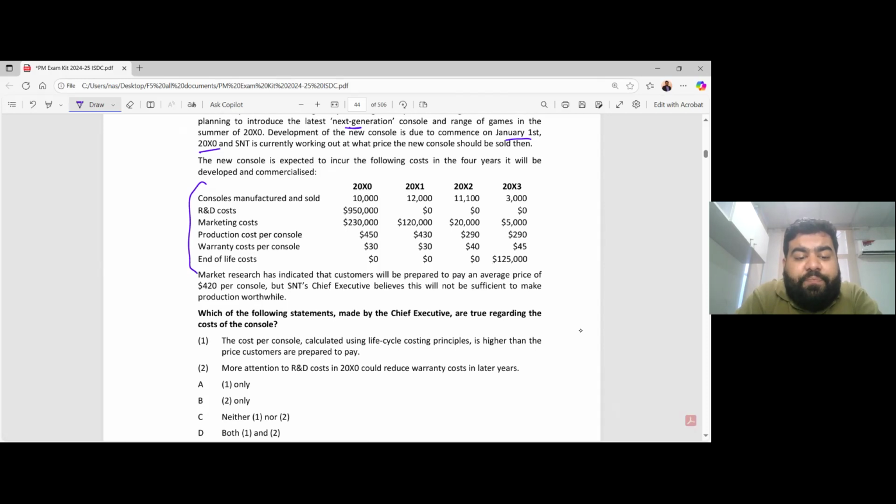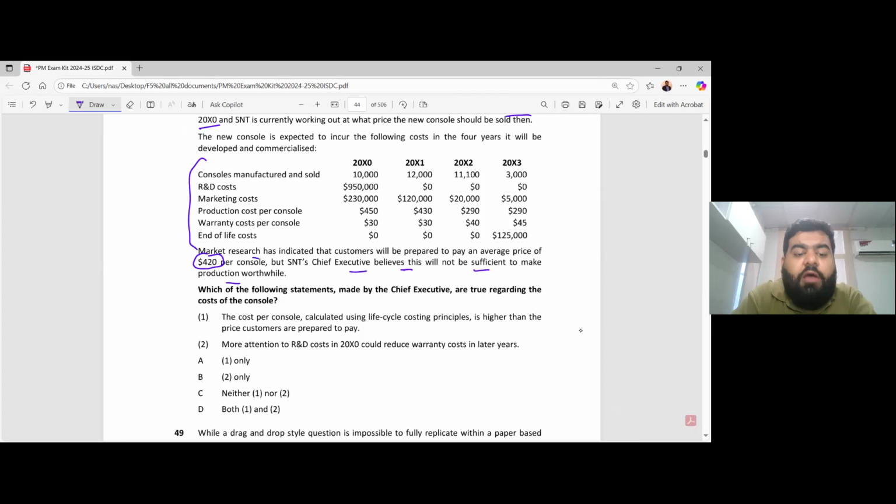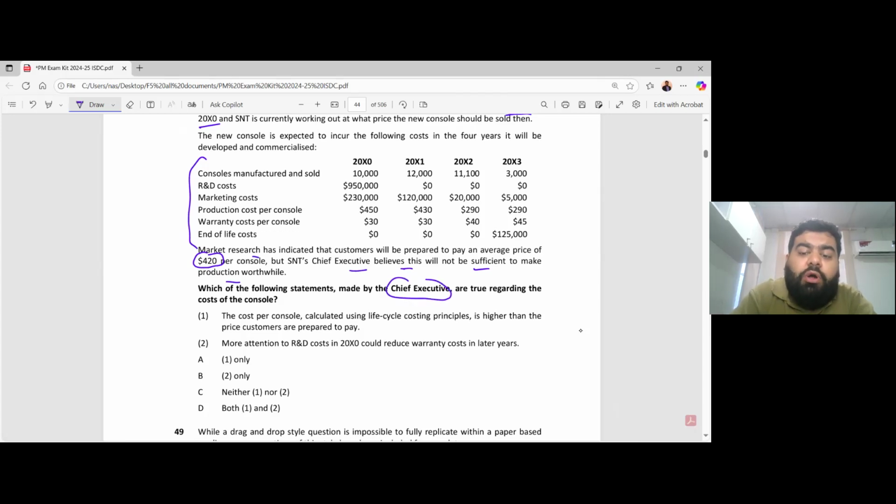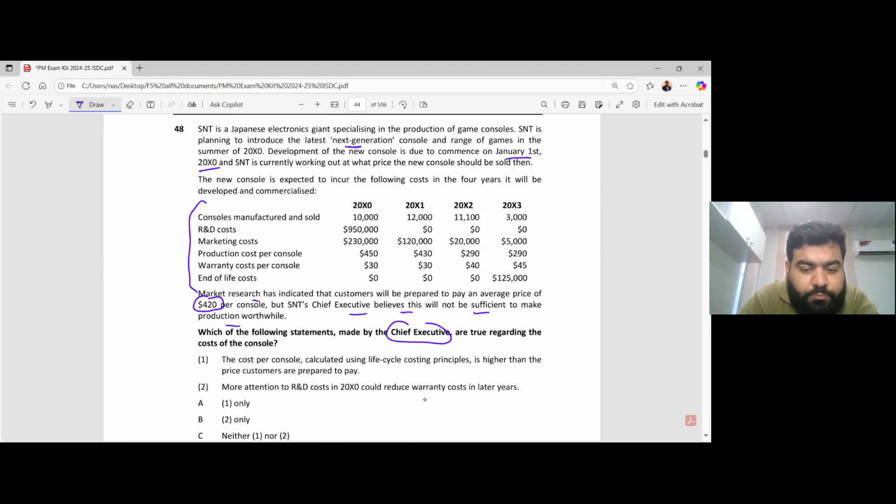Market research has indicated the customer will be prepared to pay an average price of 420 per console. Market research says that 420 per console will be the proper selling price, but SNT's CEO believes this will not be sufficient to make the production worthwhile. Basically, the CEO says that 420 is not sufficient. Which of the following statements made by the CEO are true regarding the cost? Let's see which of the following is true.